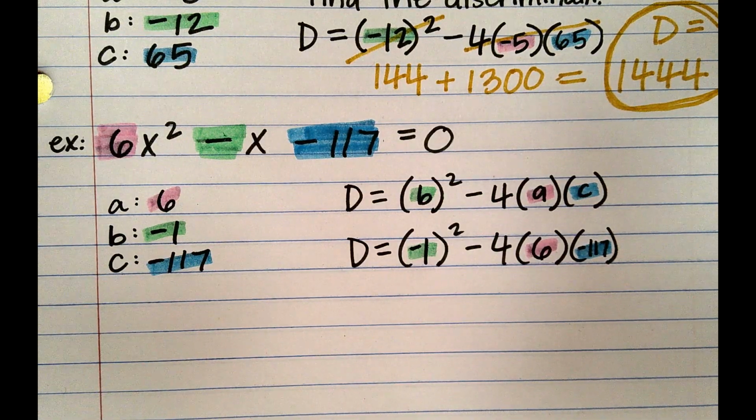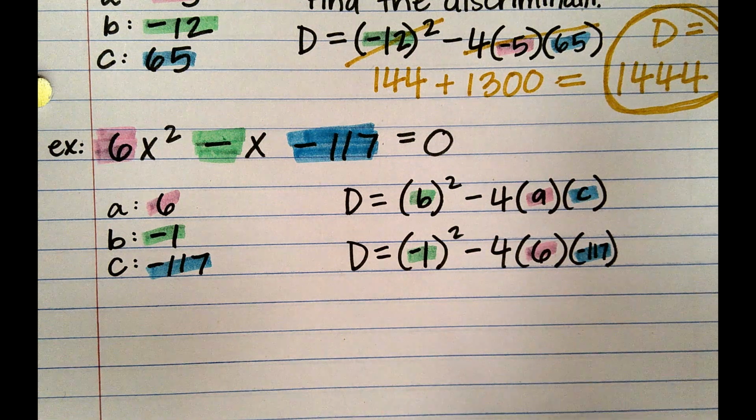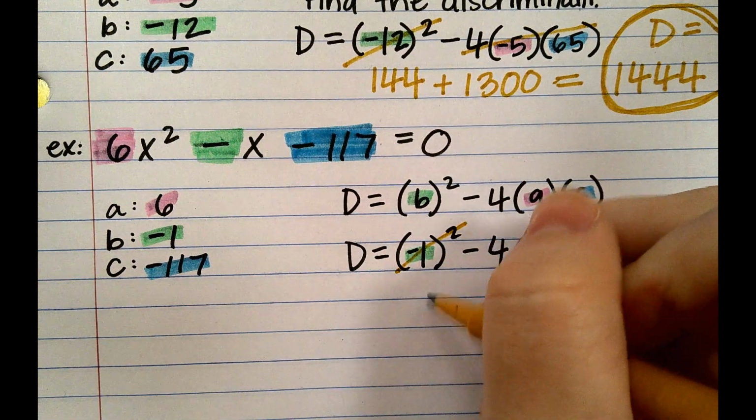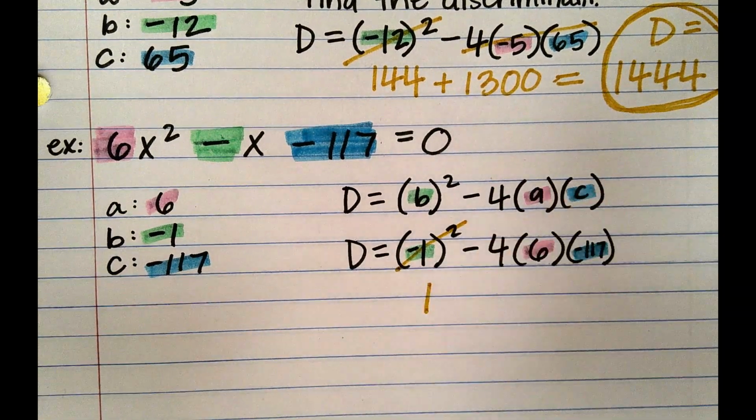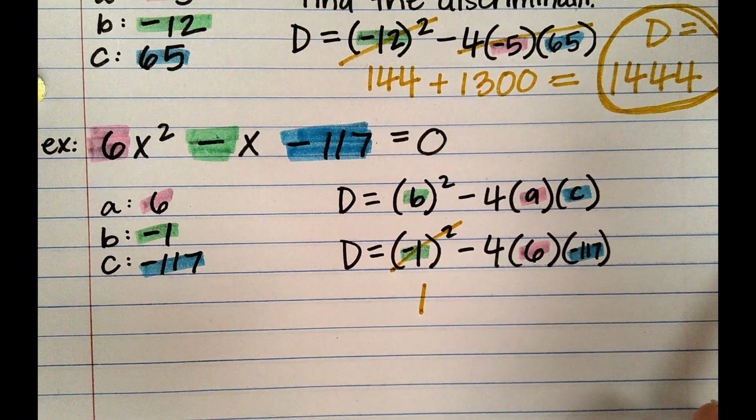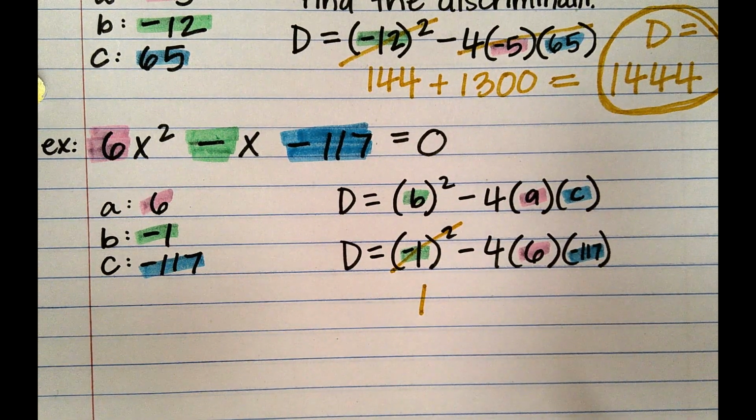So we'll do the same process as before. We'll just go from left to right, starting with negative 1 squared. So negative 1 squared, that's just negative 1 times negative 1. What will we get? Positive 1. Good. So I'll cross that out and bring down 1.